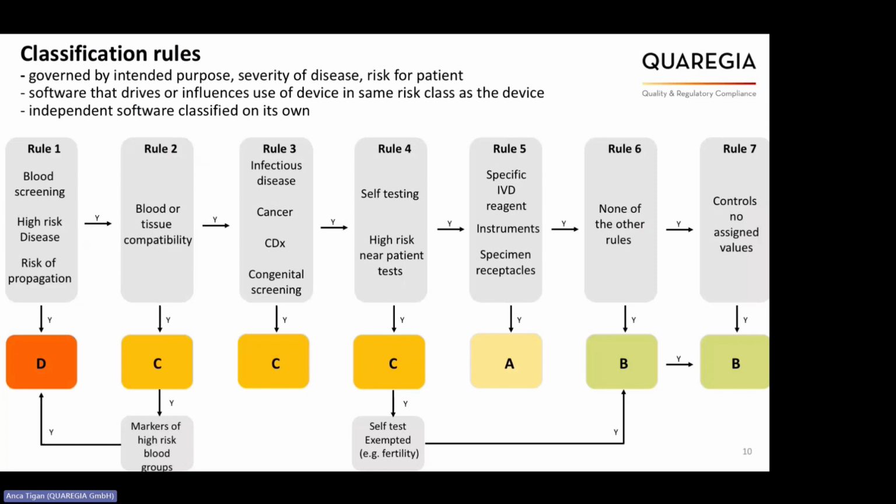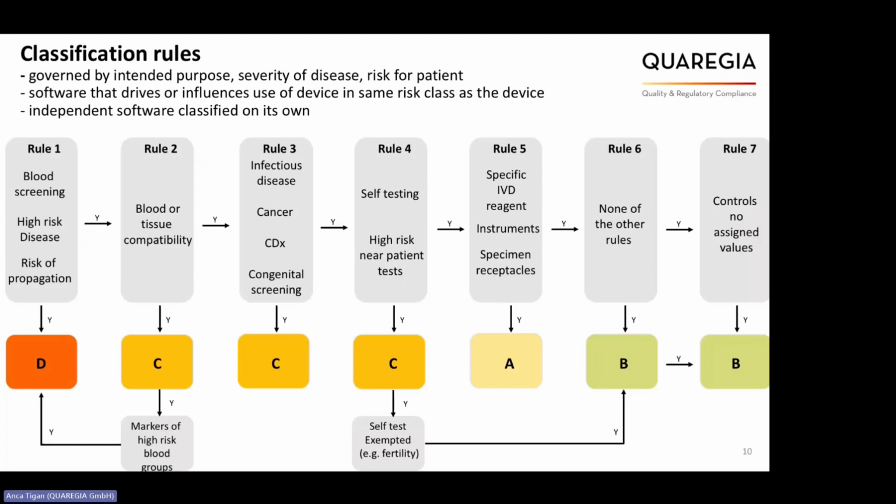Under Class C, we also have devices for self-testing under Rule 4, and high-risk near-patient tests. Near-patient devices are also classified in their own right, but generally the high-risk ones are Class C. The devices for self-testing are generally Class C, but there is an exemption for devices that are used to support fertility monitoring, and there are other examples like devices for cholesterol monitoring or devices for analyzing urine samples.